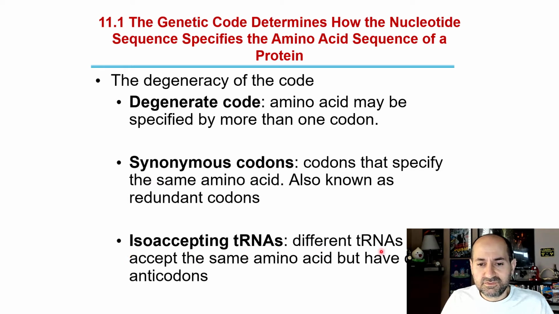Isoaccepting tRNAs: different tRNAs that accept the same amino acid but have different anticodons. We're going to get into this, but it makes sense. If you're going to have different codons for the same amino acid, you're also going to have different tRNAs with the same amino acid.